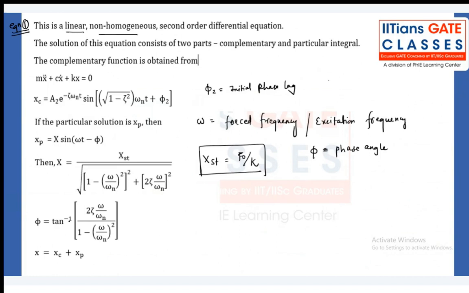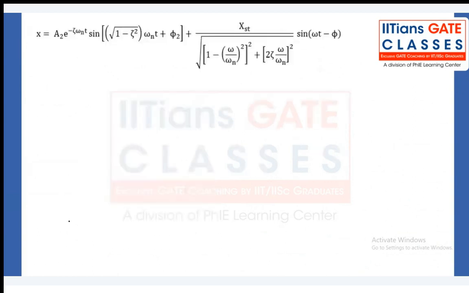Then guys, all of you have noted down. Note down further. What is the complete solution? This is the complete solution.